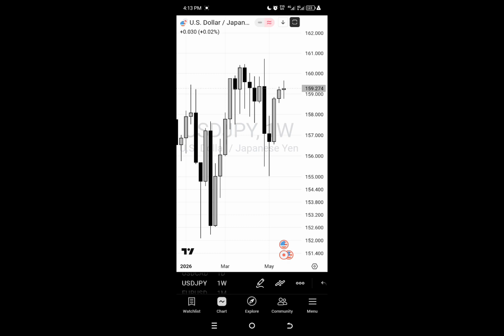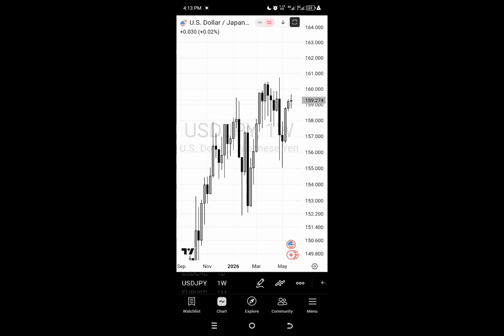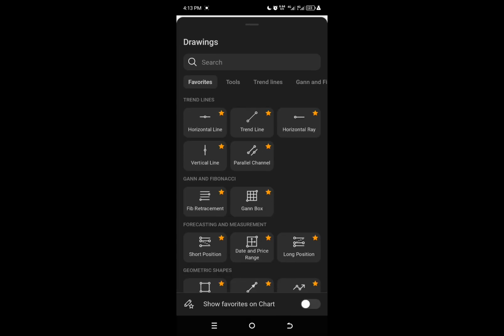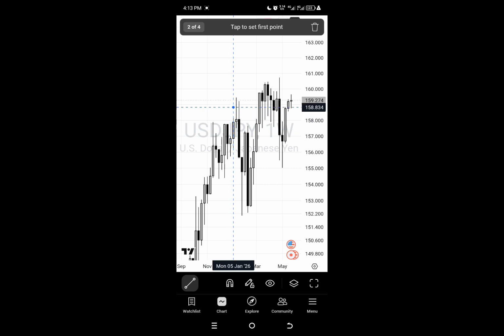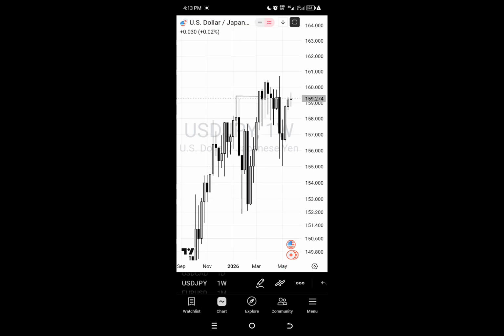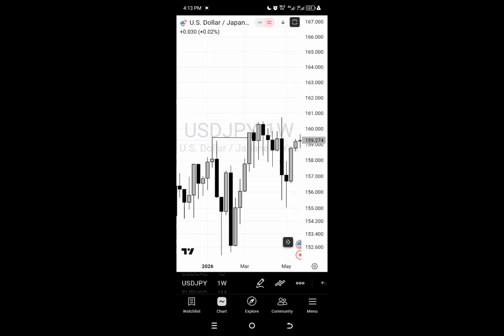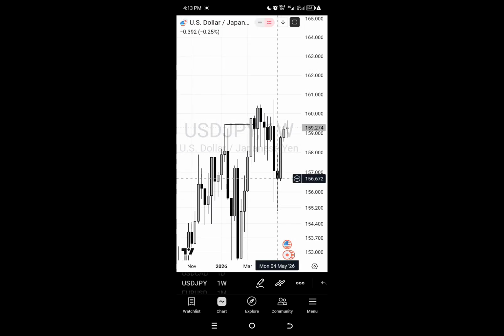Okay, looking at USDJPY, I'm looking at the left hand side. I can clearly see as USDJPY breaks this swing high, you can call that a break of structure. Once price breaks this swing high, price makes a higher high.